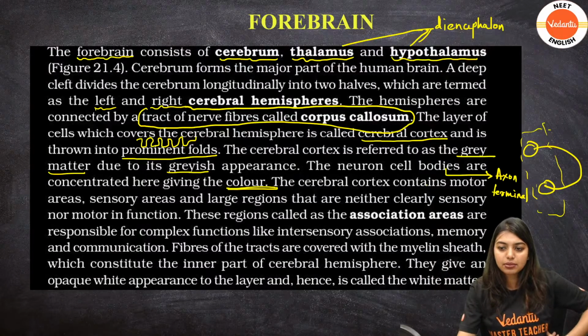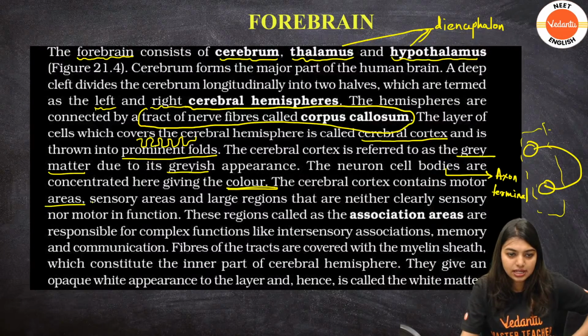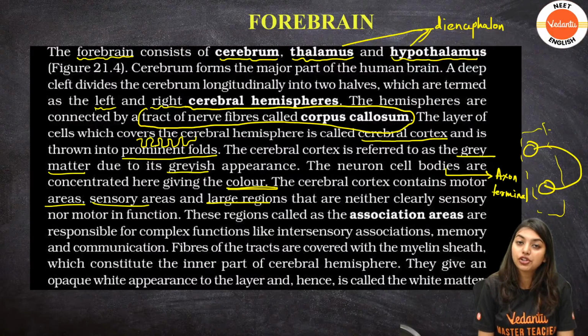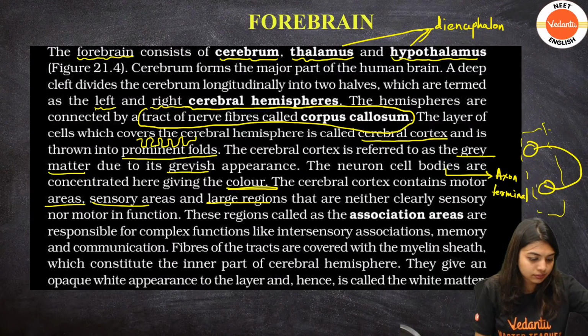Okay, the cerebral cortex contain motor areas, sensory areas, and large regions that are neither clearly sensory or motor. Now this also you would have studied in your 8th standard, 10th standard.